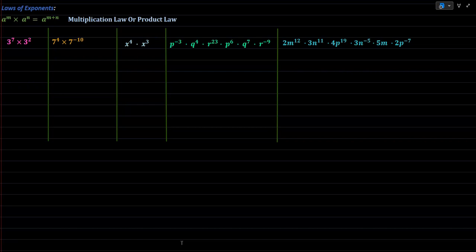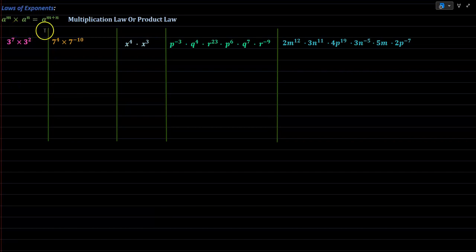Today our topic is laws of exponent. The very first law is multiplication law. What does multiplication law state? Multiplication law states that if we have two numbers with the same base, that is base A here, and different exponents m, n, how can we perform the product between these two numbers?